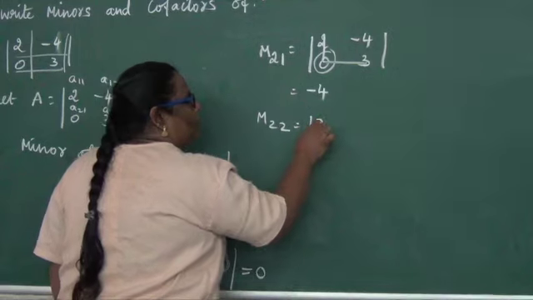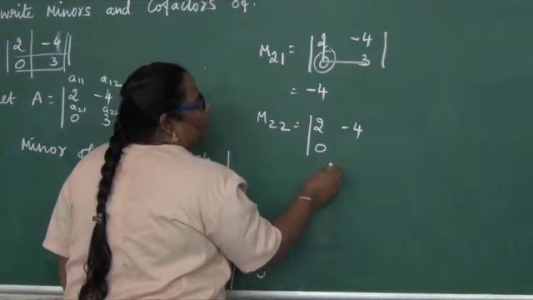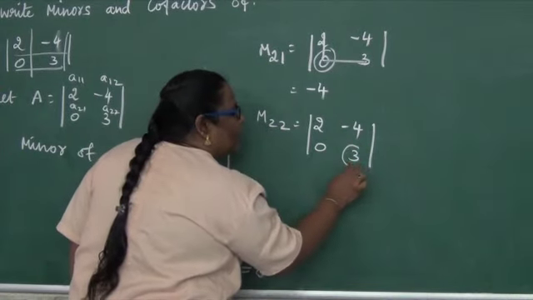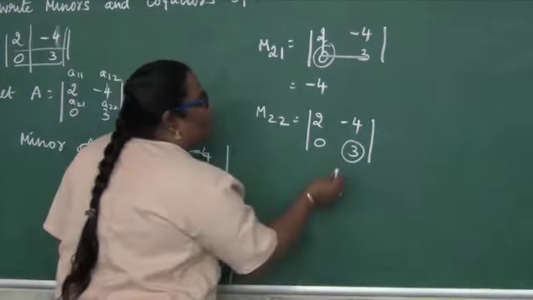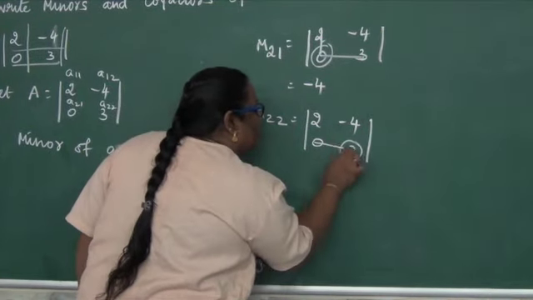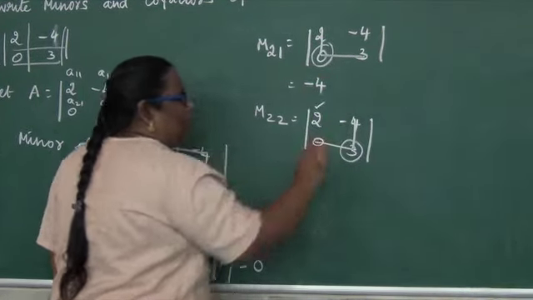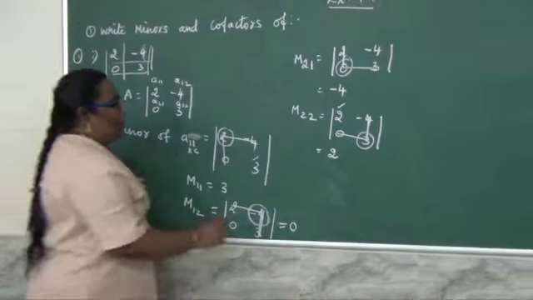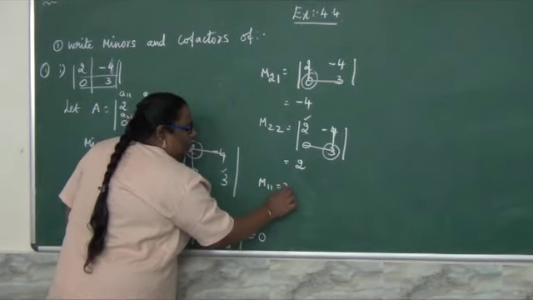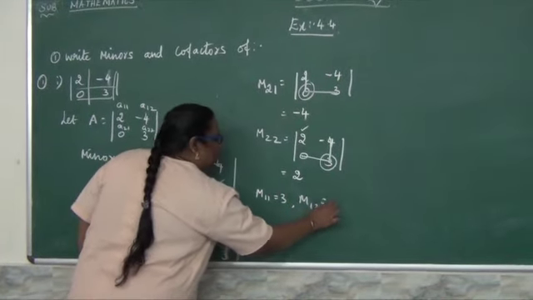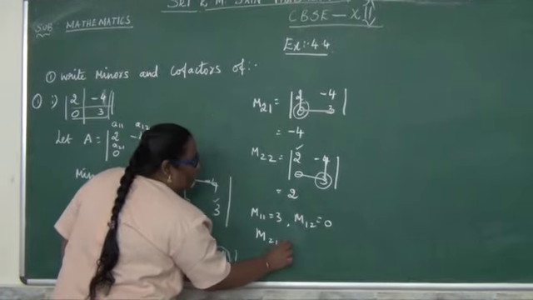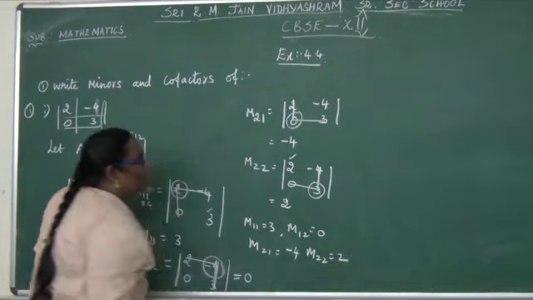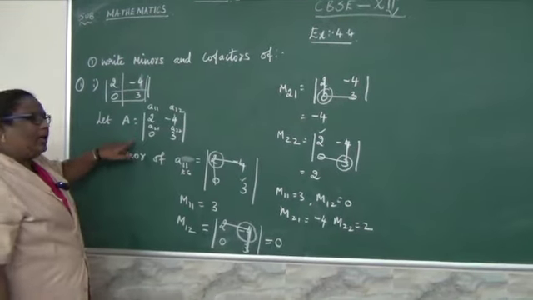M22: second row and second column. You delete that corresponding row and column. What is the number left out? It's nothing but 2. So M11 equals 3, M12 equals 0, M21 equals minus 4, M22 equals 2. This is the minor of the given determinant.